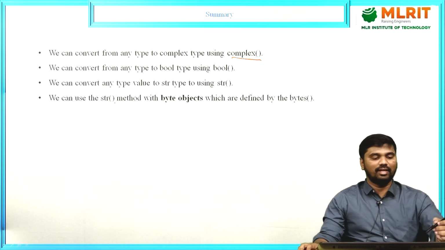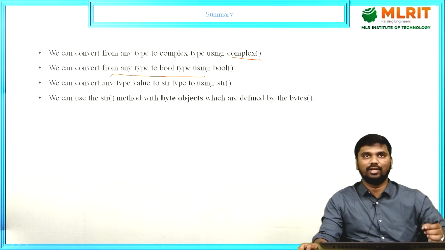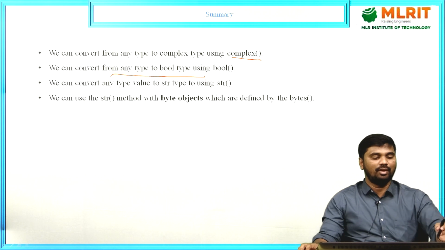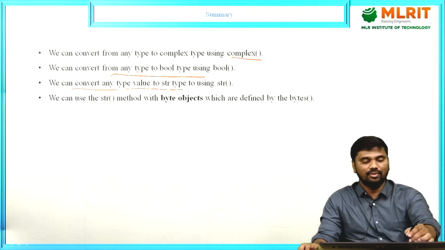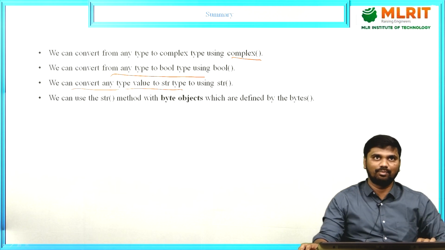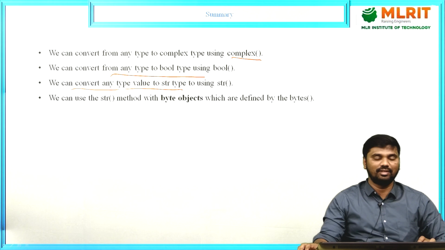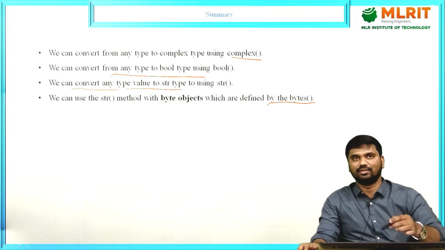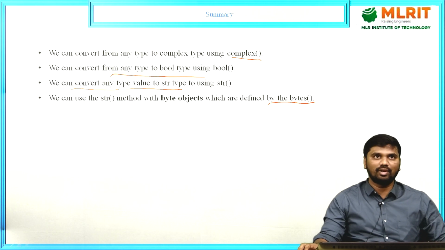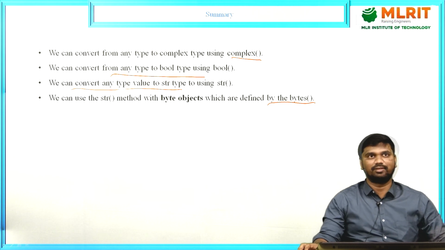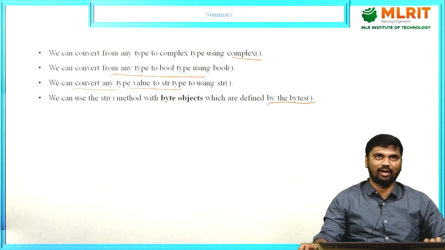Next, we can convert from any type value to bool type using bool function. We can convert any type value to str, that is string type, using which function? Str function. And we can also use this str function, that is string function, with the byte objects which are defined by the bytes function. That means we can also convert those byte objects to string type values.